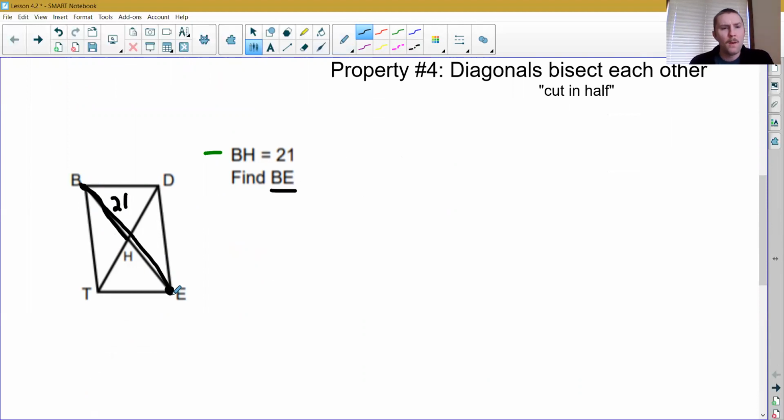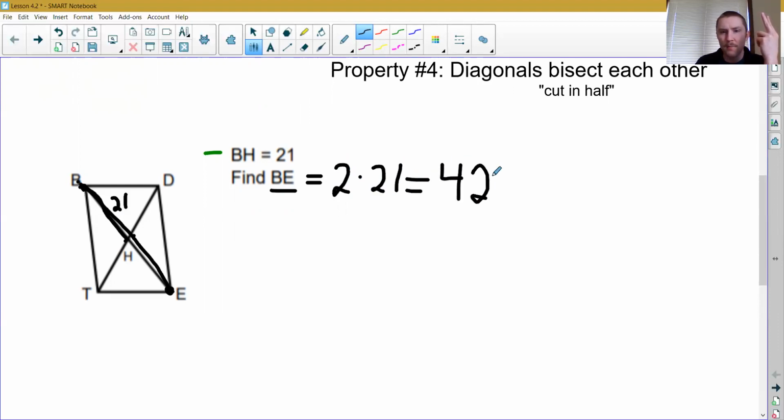So what we just have to think about is, how is the distance from B to H related to the distance from B to E all the way across? Well, because the diagonals cut each other in half, right, and H is where the 2 diagonals meet, B to H must be halfway across the shape, right? Must be halfway across that parallelogram, or across the diagonal, I should say. So the distance from B to E then is just simply twice as much, or 2 times the distance from B to H. 2 times 21 in this case is 42.